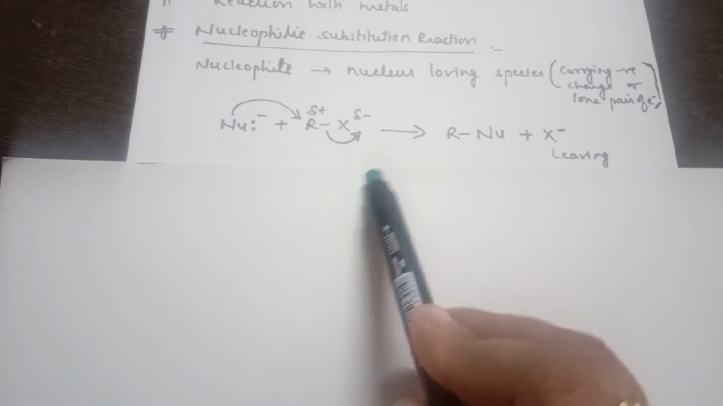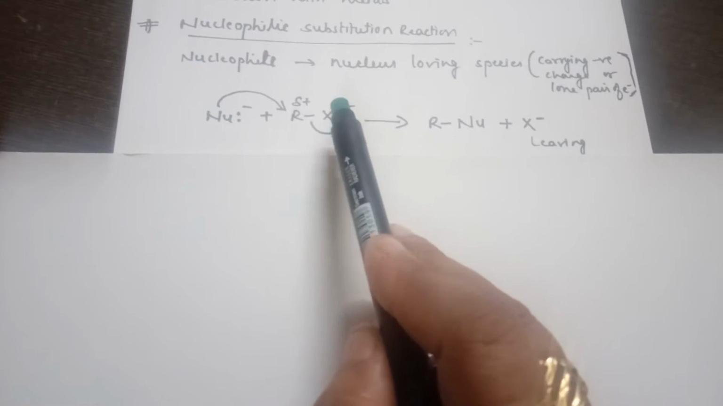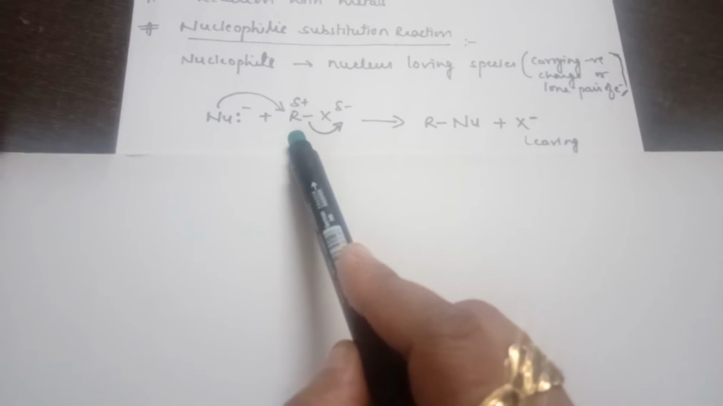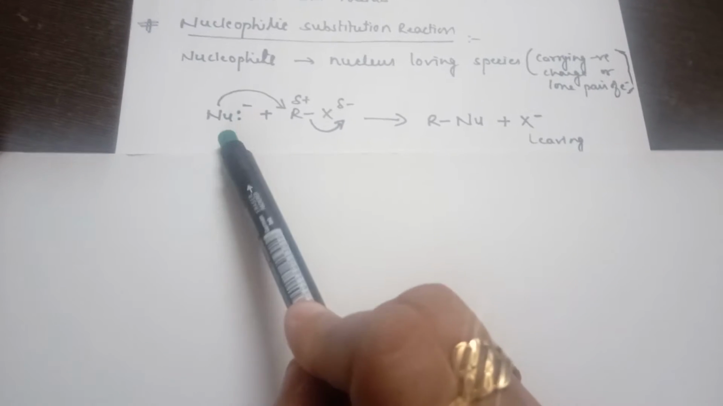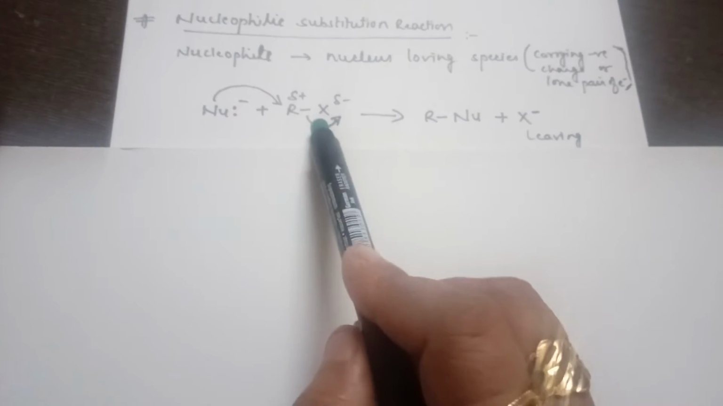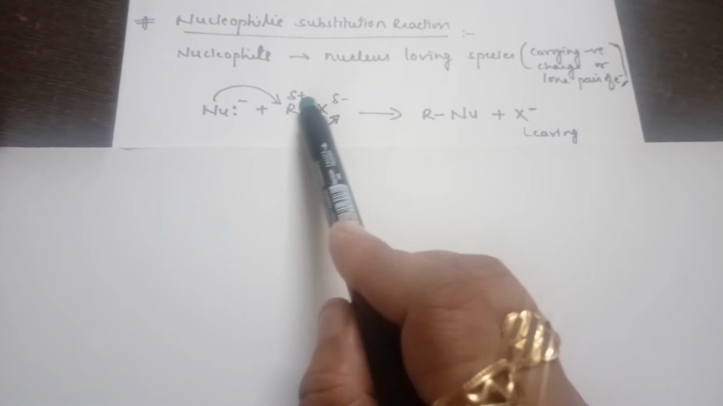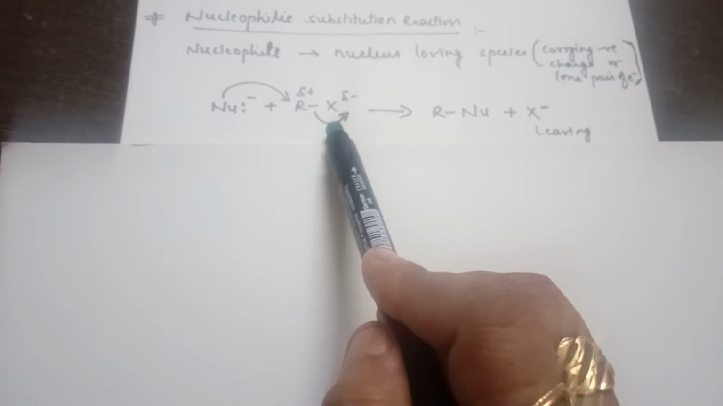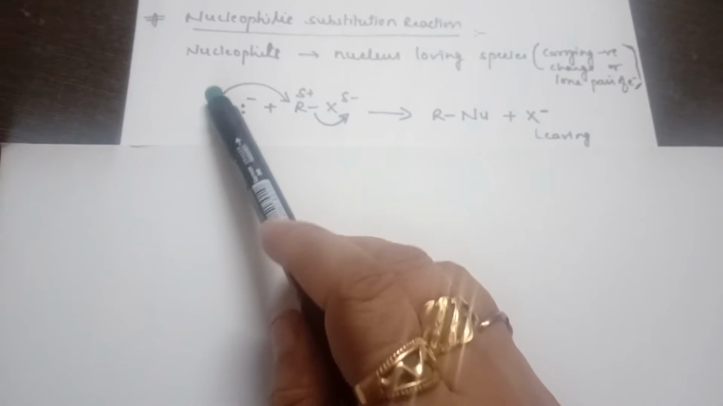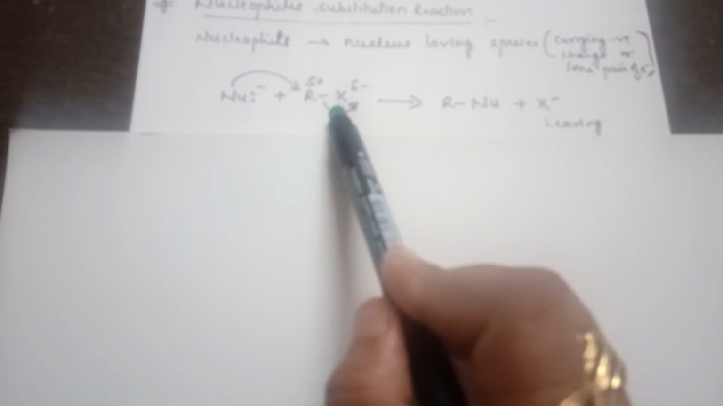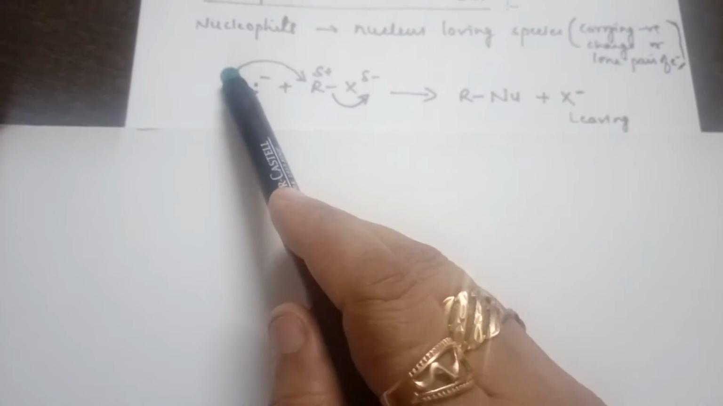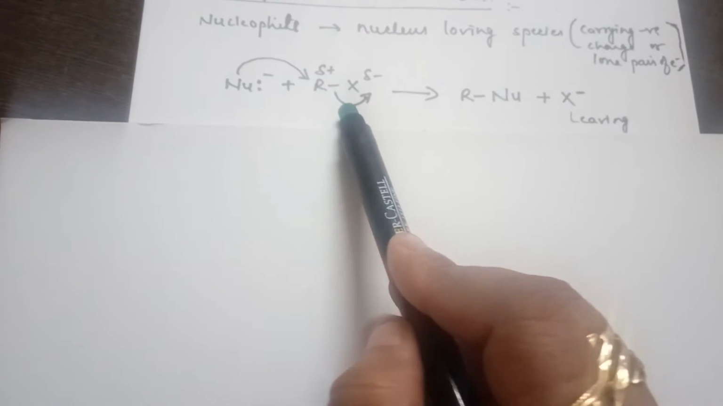If this species will be attacking from here, then it will be facing repulsions. So it will be attacking from this side. And if it is a strong nucleophile, then it can displace this weak nucleophile. Here it is also nucleophile. I told you the properties of nucleophile. Negatively charged species, here it is also nucleophile. So when a strong nucleophile displaces the weak nucleophile, such type of reactions are called nucleophilic substitution reactions. So here your nucleophile is attacking here and this is leaving.